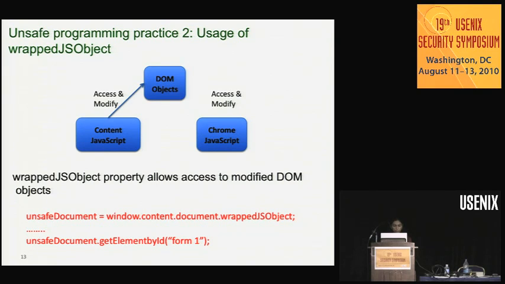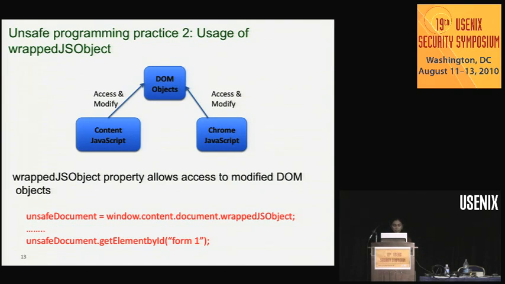Another example of unsafe programming practice is the usage of wrappedJSObject property. In Firefox, the content JavaScript and the Chrome JavaScript access the same DOM objects. To protect Chrome JavaScript from changes in the DOM objects by the content script, Firefox provides a wrapper around it. So any Chrome JavaScript would access only the native JavaScript and not the modified JavaScript. But it also provides this wrappedJSObject property, wherein when the Chrome JavaScript uses it, it would access the modified DOM versus the native DOM.